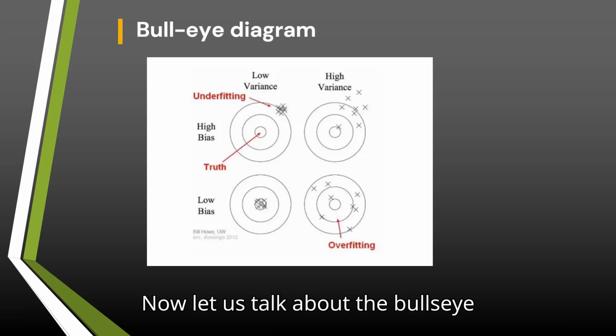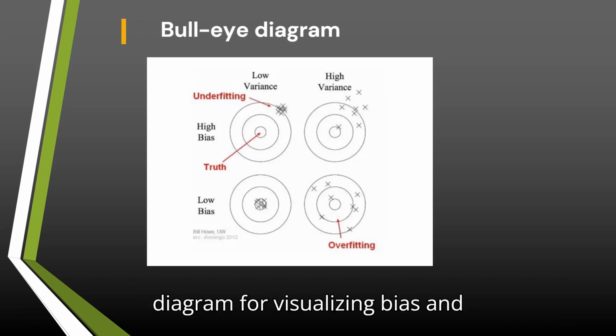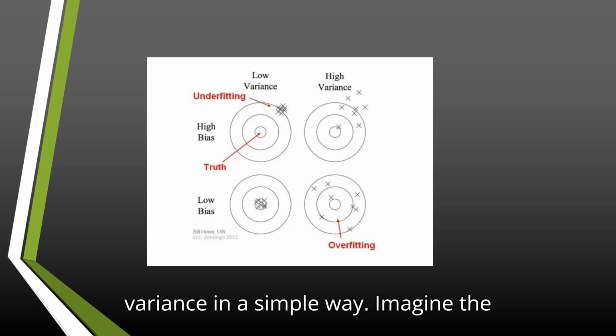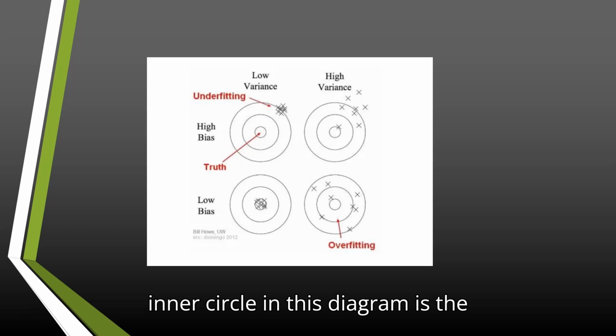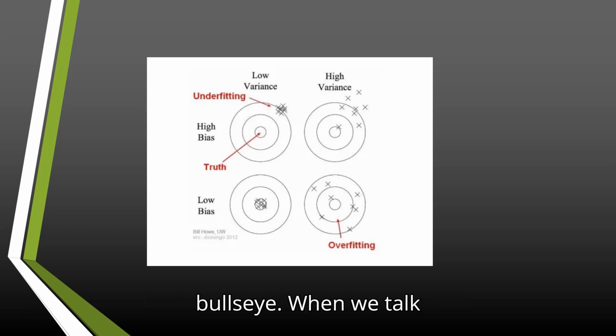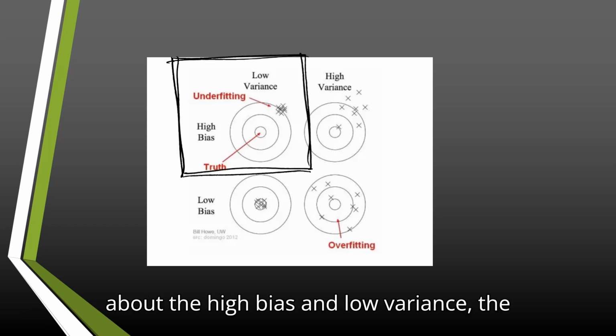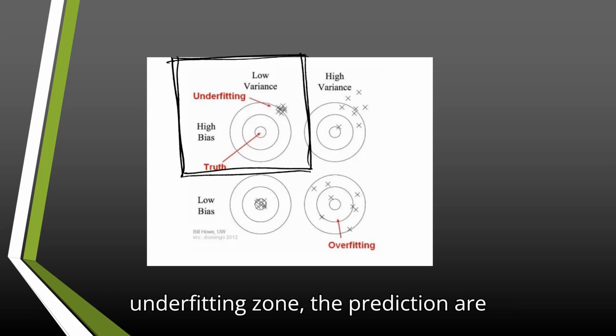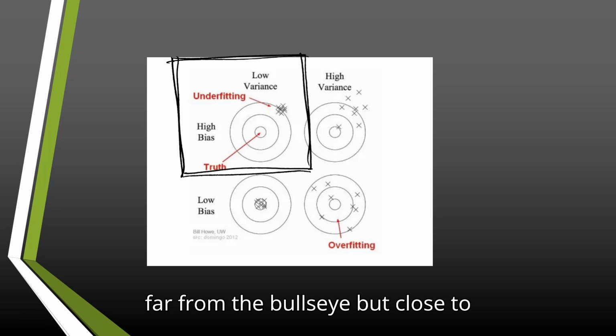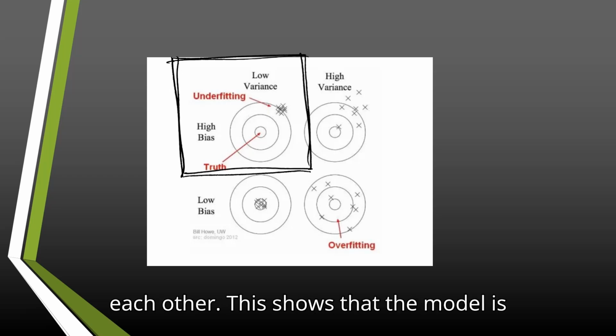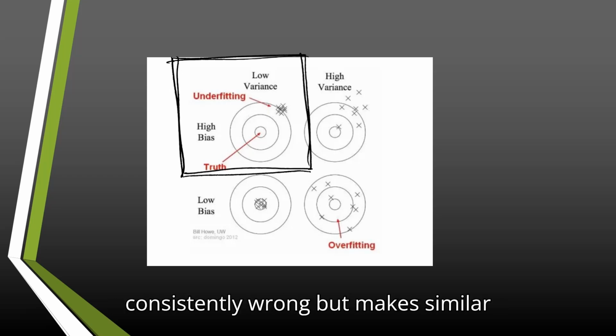Now let us talk about the bullseye diagram for visualizing bias and variance in a simple way. Imagine the inner circle in this diagram is the bullseye. When we talk about the high bias and low variance, the underfitting zone, the predictions are far from the bullseye but close to each other. This shows that the model is consistently wrong but makes similar mistakes every time.